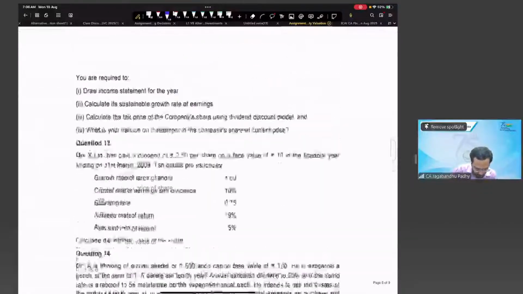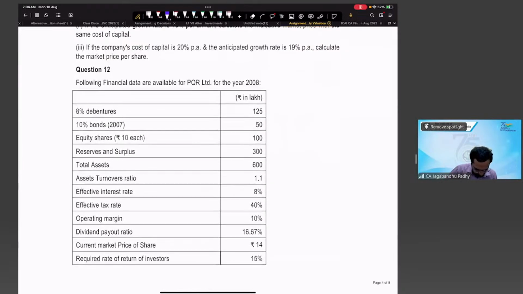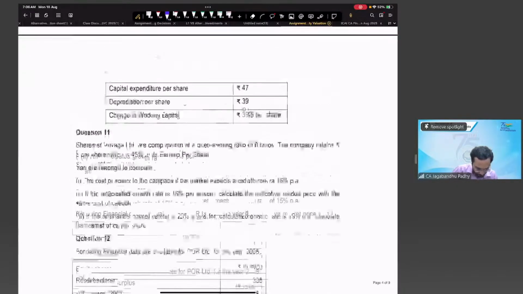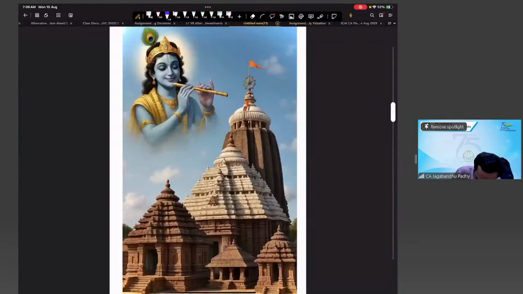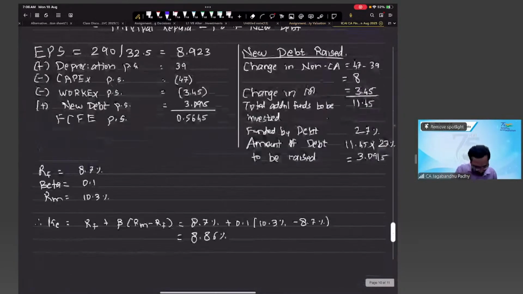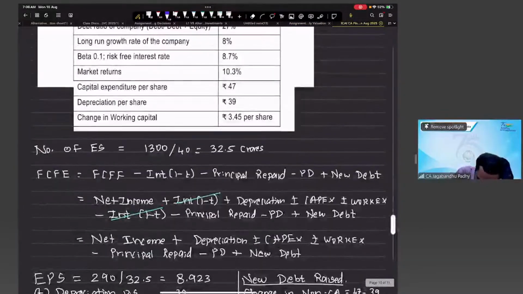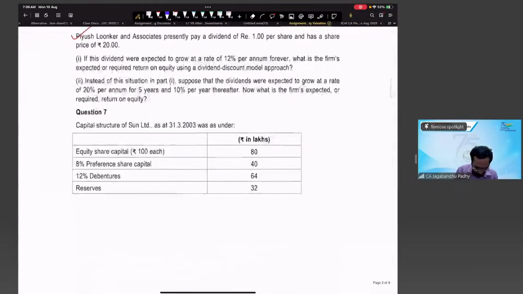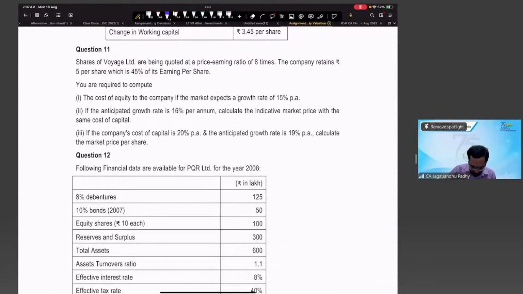I think the last question that we did, what was the last question that we did? Question number 6. Question 10. Yeah, I think it was 10. We did question 10, right? Yeah, question 10 was done. Now, next question, which is on similar lines.